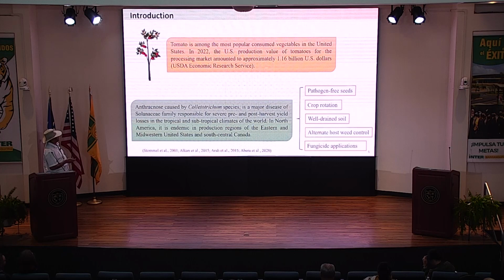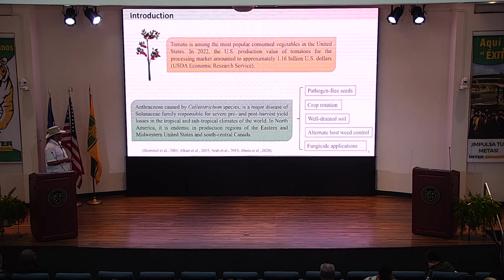The tomatoes constitute about $1.16 billion in the United States, and anthracnose is one of the important diseases that is caused by the Colletotrichum species. It's a major disease of several vegetables, not only the Solanaceae family. Several fruits and vegetables get affected, even causing post-harvest yield losses.